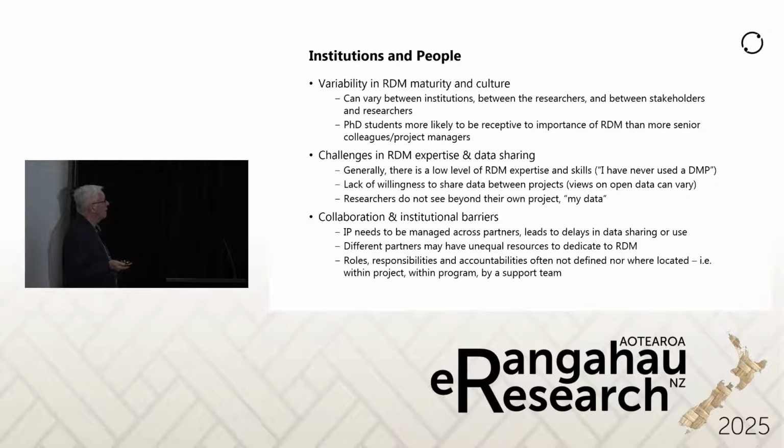There's often a low level of expertise, something that was mentioned earlier. There's a lack of willingness to actually share data between the projects. There are whole issues around IP, and that has to all be sorted before you can actually start sharing data around. We discovered that you can have an imbalance. Some institutions are well-resourced around data management and providing a lot of support. Some have very little. And the roles, responsibilities and accountabilities are often not defined, and particularly where they should be located. What's the responsibility of the program? What's the responsibility of a project?